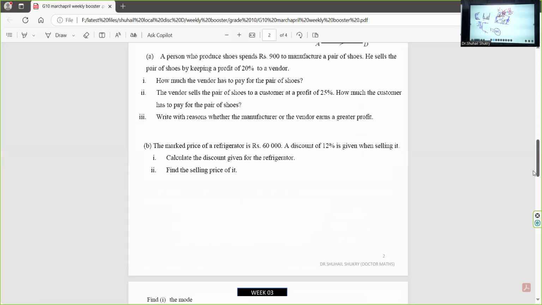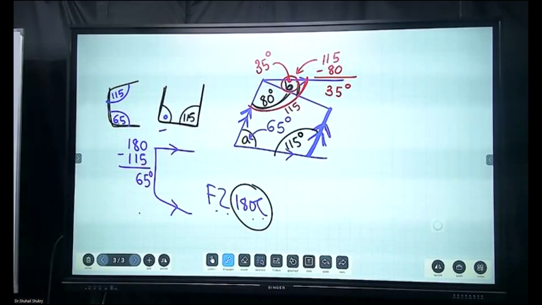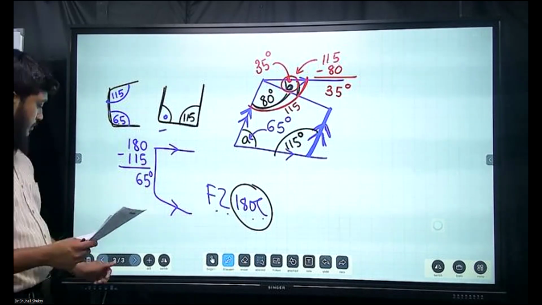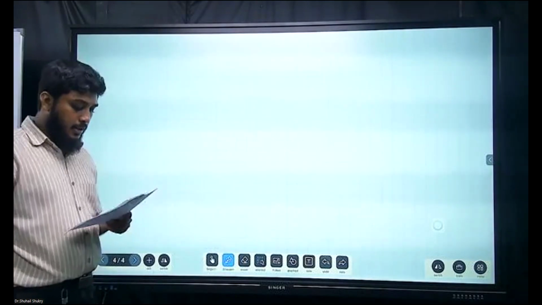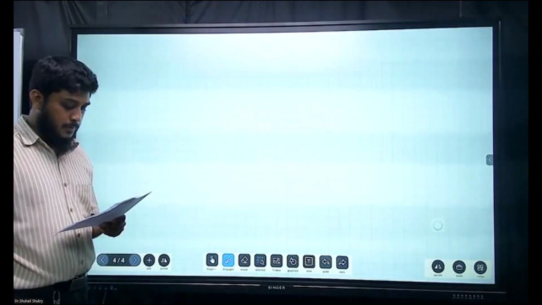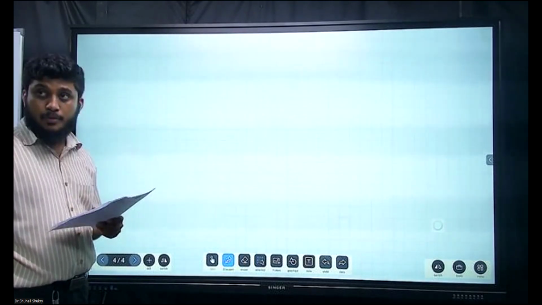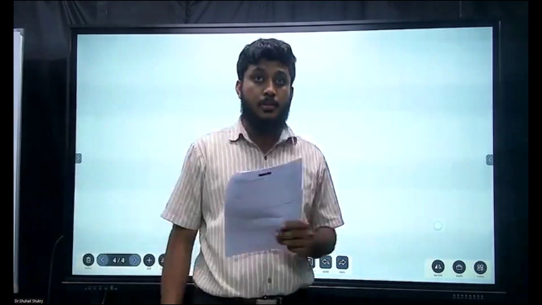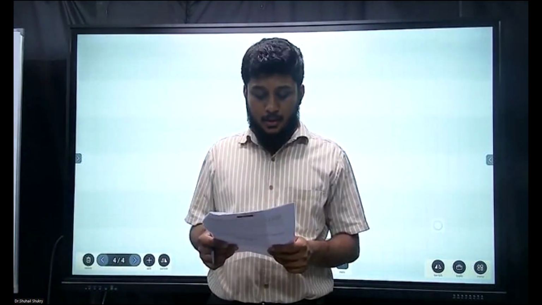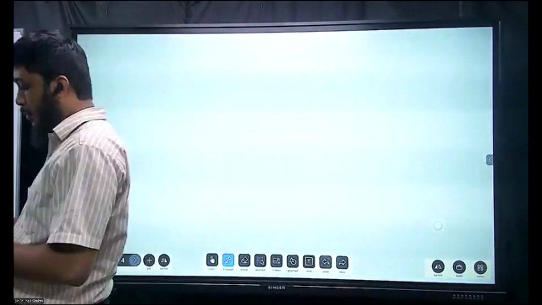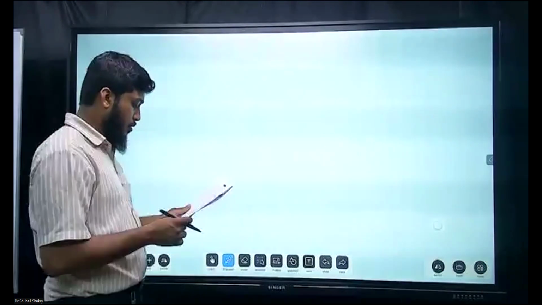Now let's do that, because percentage is from your grade 9 things, so we'll discuss this. Now, Putta, in this, they say a person who produces shoes spends 900 rupees to manufacture a pair of shoes. So it is the cost. He sells the pair of shoes by keeping a profit of 20% to a vendor. How much does the vendor have to pay for the pair of shoes?